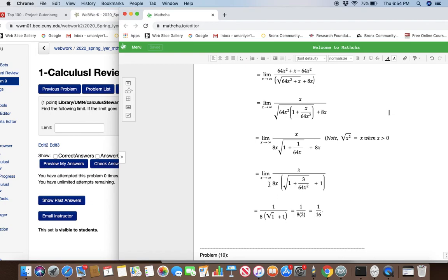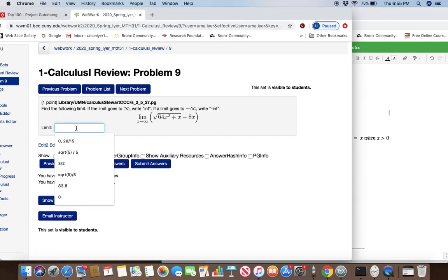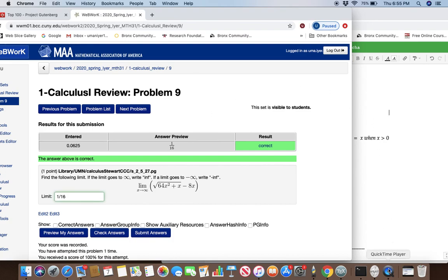When x approaches infinity, this particular fraction goes to 0. I'm left with 1 over 8, radical 1, plus 1. 1 over 8 times 2, 1 over 16. Okay, until next problem.